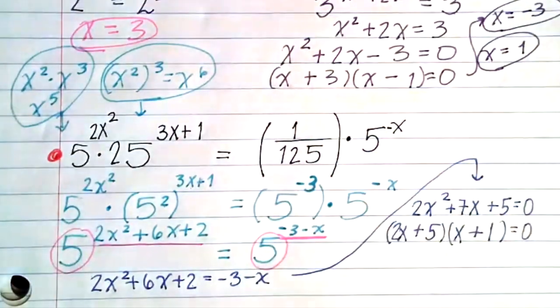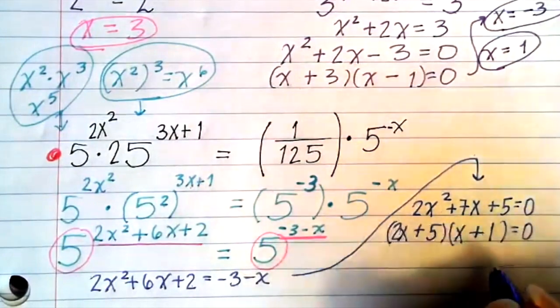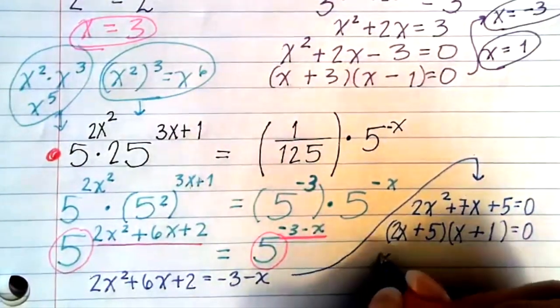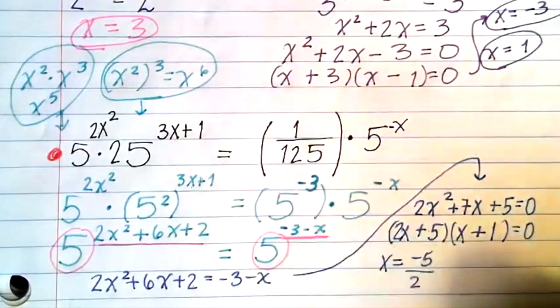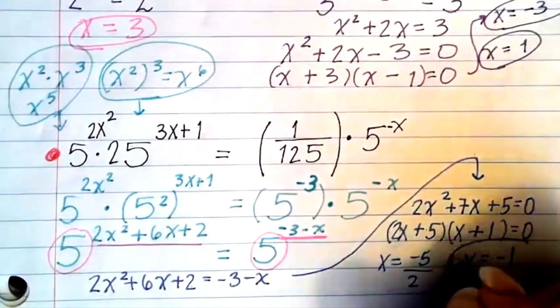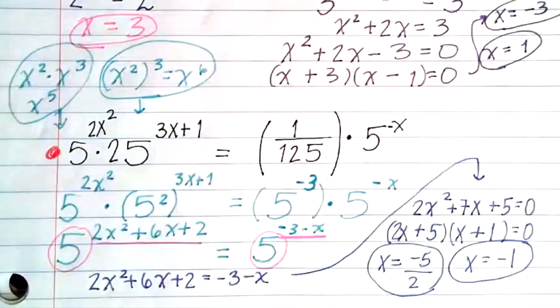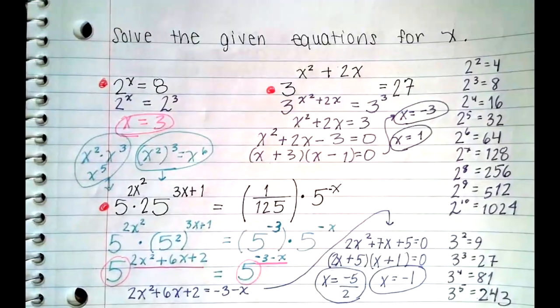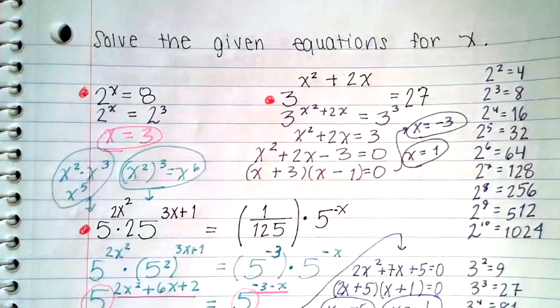In factored form, we'll have 2x plus 5 times x plus 1. Now, when solving a factored polynomial, we use the zero product property. We set each factor equal to 0. I'm not showing the work. We've done a ton of practice with this. The answers we will get when solving are x equals negative 5 over 2 and x equals negative 1. The domain of exponential equations is all real numbers, so there was nothing to go back and check.